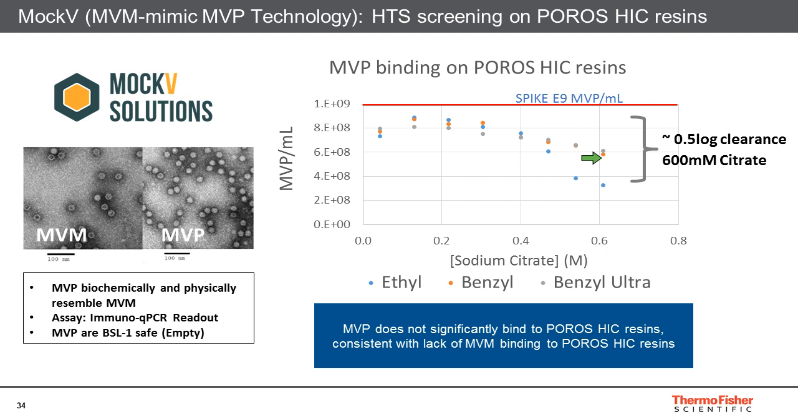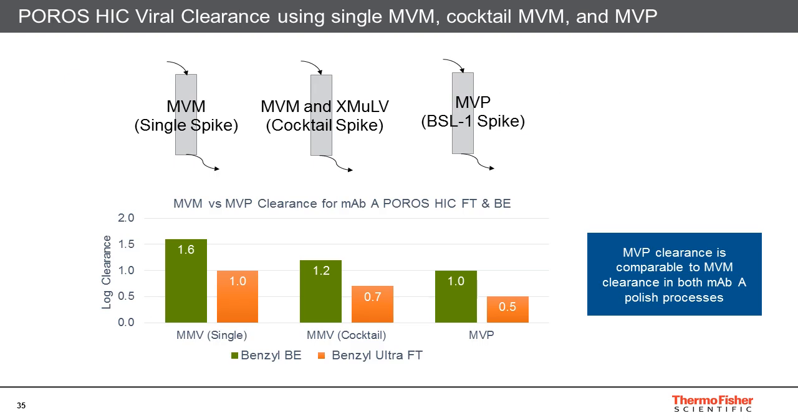And overall, these observations point to the hydrophilicity of MVP and therefore, by extension, MVM, that is consistent with existing literature. And this also is consistent with what we saw in live viral clearance studies, where there was minimal binding clearance of MVM for the Benzyl Ultra flow-through process. And similarly for the Benzyl Ultra bind-elute process, we also did not see MVM binding during the load of mAb at 600 millimolar citrate. And so taking advantage of this, perhaps adding a high salt chase in the bind-elute process would have improved MVM LRV in the elution pool.